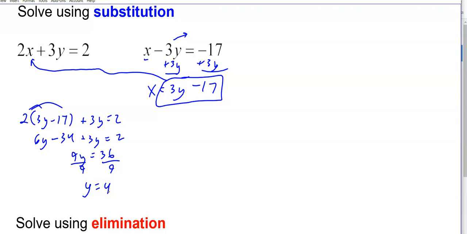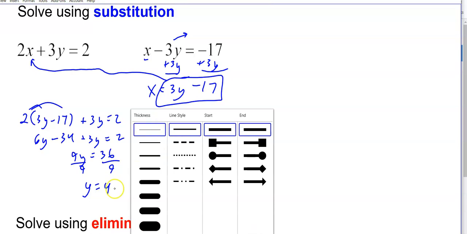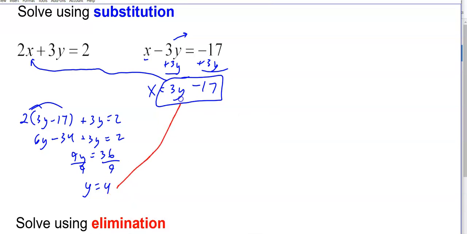Now, we're not done. At this point, you've got to plug that in. I would plug it in over here just because it's already solved for x, and figure out what x is. So we've got to get x and y. X equals 3 times 4 minus 17. So x equals 12 minus 17, which is x equals -5.